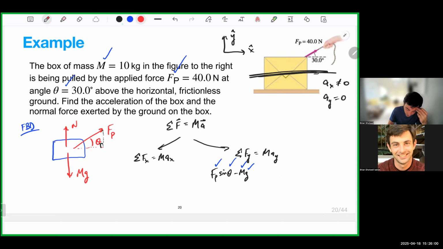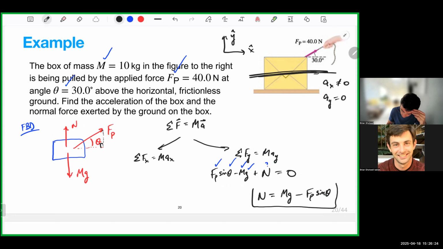So there's still the plus n. And this is the thing that we don't know, right? This is our unknown. So this is equal to 0. And this will let us solve for the normal force. So this is good. We know all the other ones. So n is equal to mg, right? When we move the mg over to the right-hand side, it becomes plus, and then minus Fp sine theta. So you can plug in numbers for that.